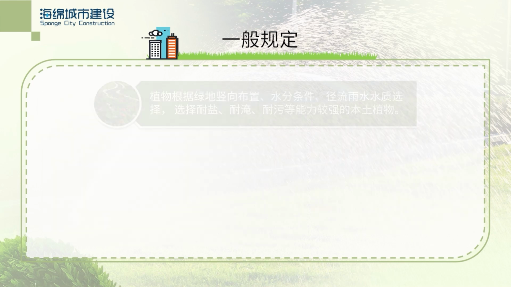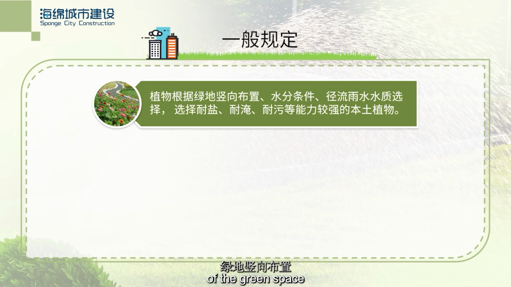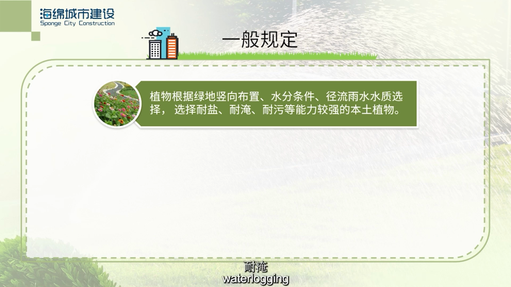the road landscape. Plants in the green belts should be selected based on the vertical arrangement of the green space, water conditions, and the quality of rainwater runoff. It is recommended to use native plants with strong tolerance to salt, waterlogging, and pollution.